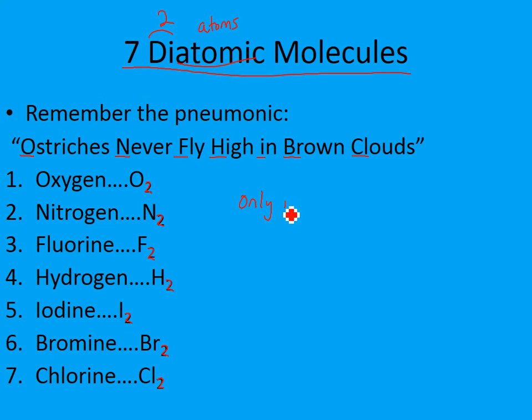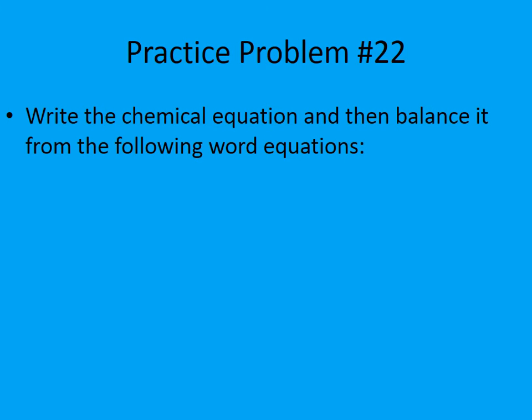Okay. So maybe make a little note of that. Only if they are by themselves are they diatomic. If they are with something else, if they are with any other elements in a compound, then we don't do this. You don't put a little 2 there. Only if they're by themselves. Okay, so that's going to be important to remember when we do this next part, which is balancing word equations.